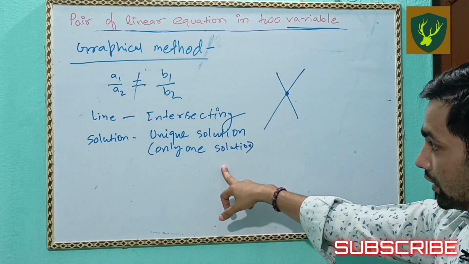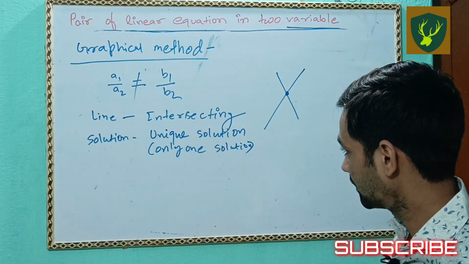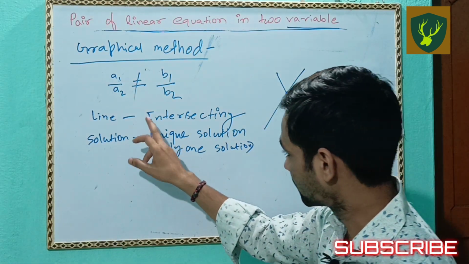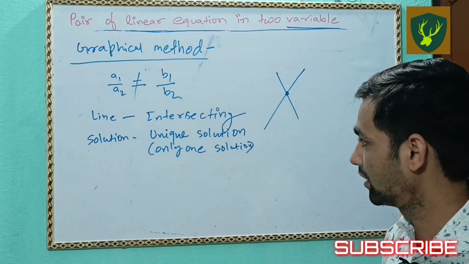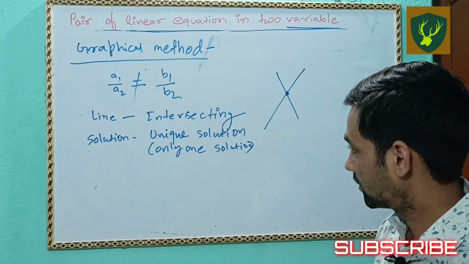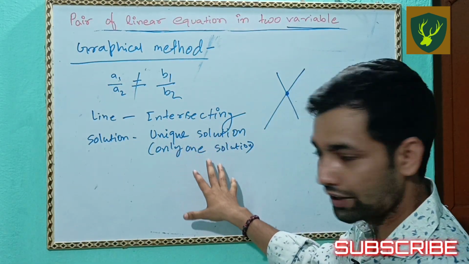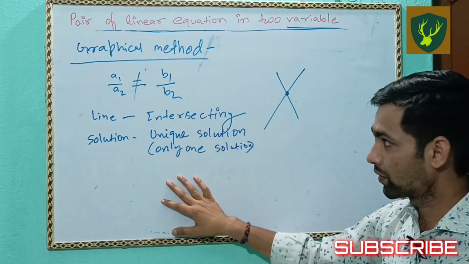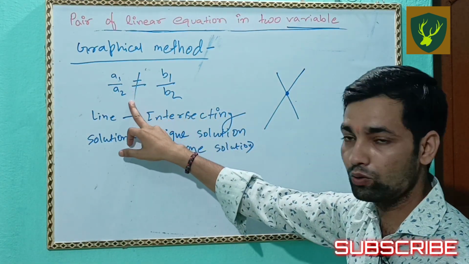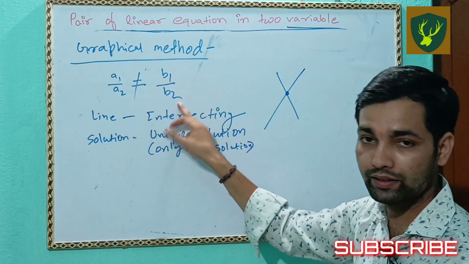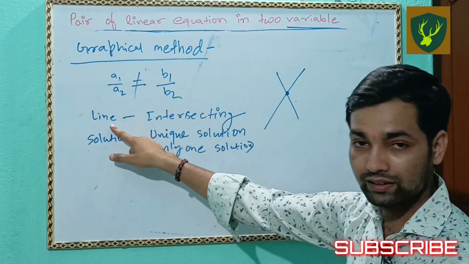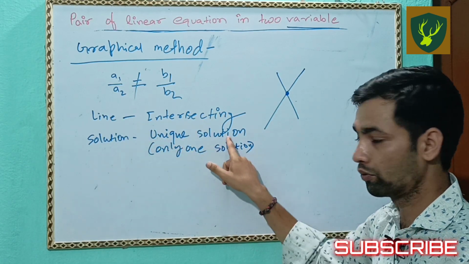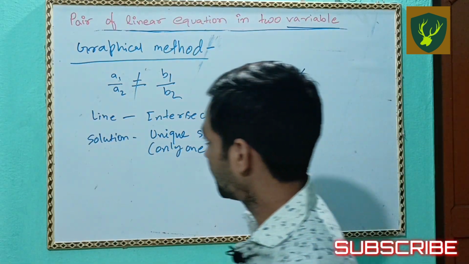Okay, got it? Later on I will explain when it will be consistent and when it will be inconsistent. Okay, so when the ratio of a1 by a2 is not equal to b1 by b2, then they form intersecting lines and the solution will be a unique solution. This is the first point.